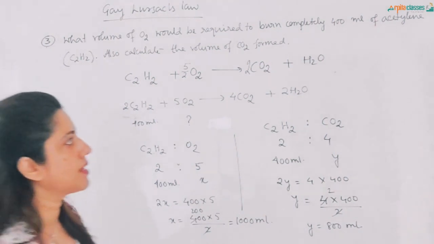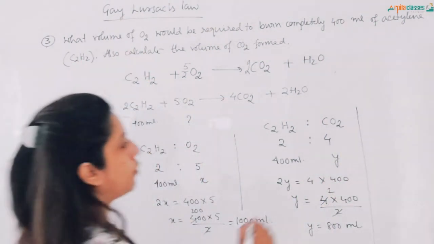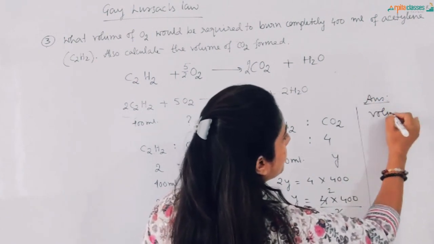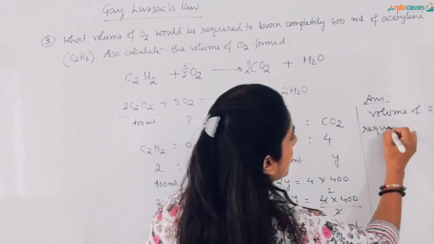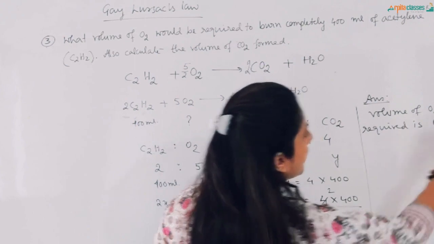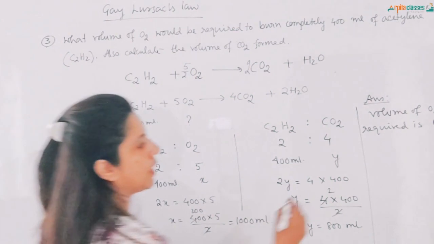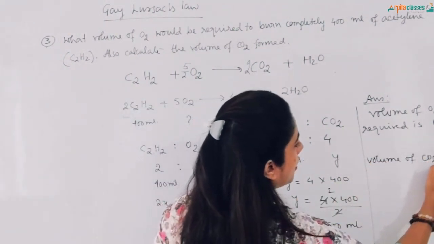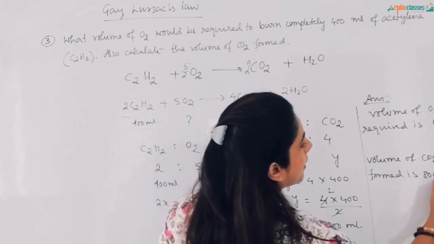So we have to write the answer finally. They are saying what volume of oxygen would be required. So in the answer we'll write: volume of oxygen required is 1000 milliliter. This is one of the answers. And calculate the volume of carbon dioxide formed. So volume of carbon dioxide formed is 800 milliliter.